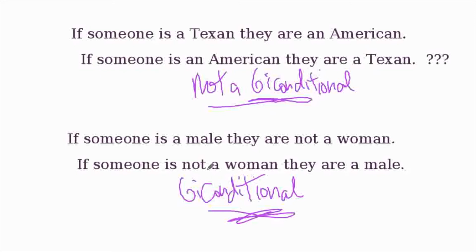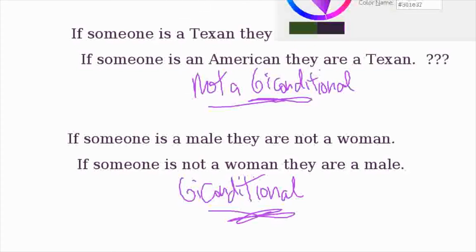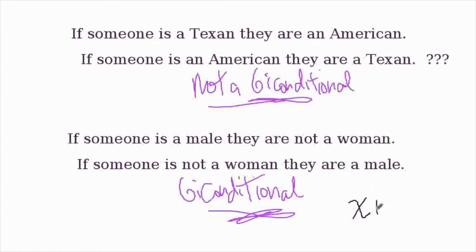Now, when you had algebra equations in Algebra 1, you were dealing with biconditionals. For example, if I said x plus 1 is equal to 4, it's also true that 4 is equal to x plus 1. So it works in both directions. It's not that one implies the other but the other doesn't imply the first one.